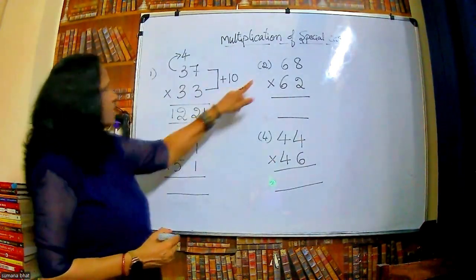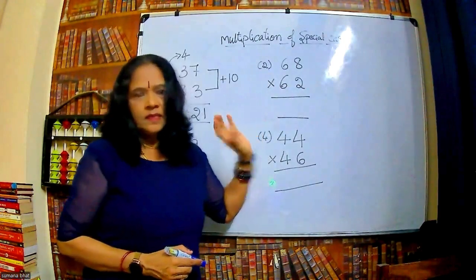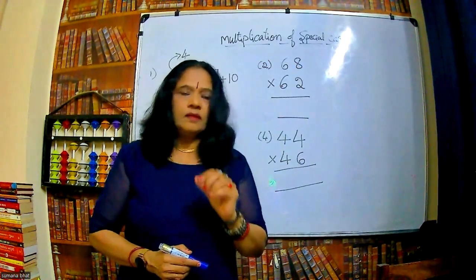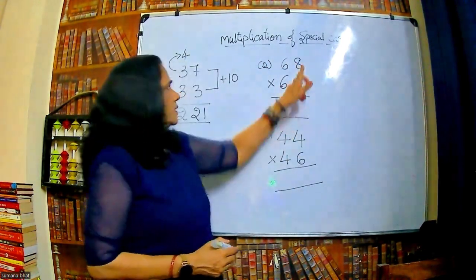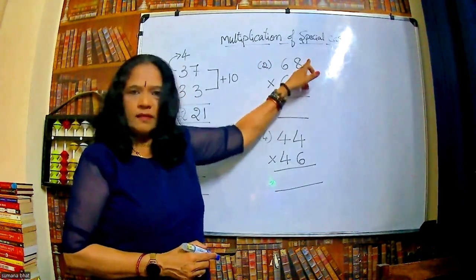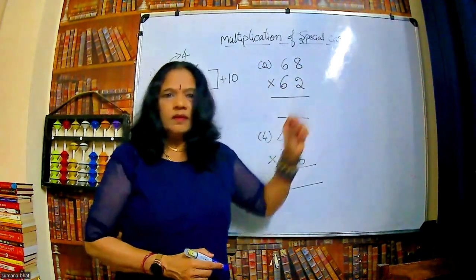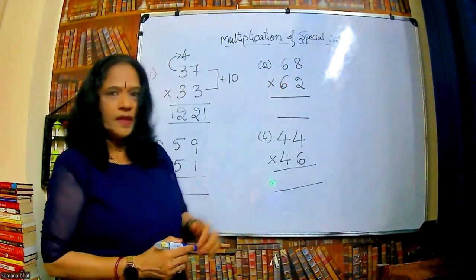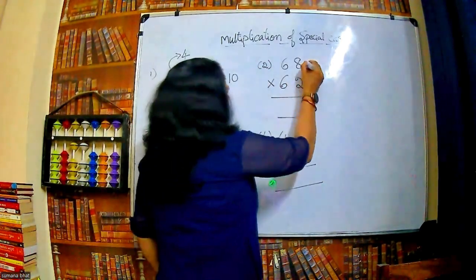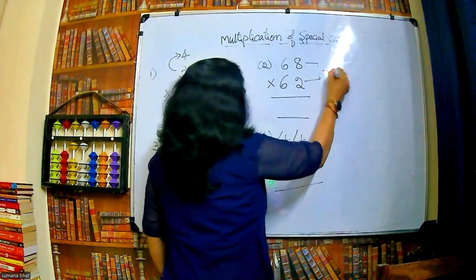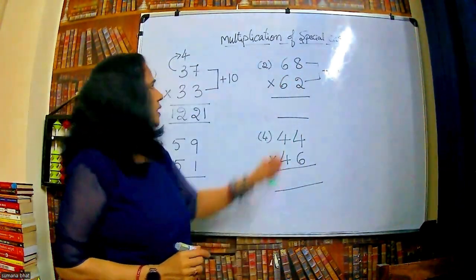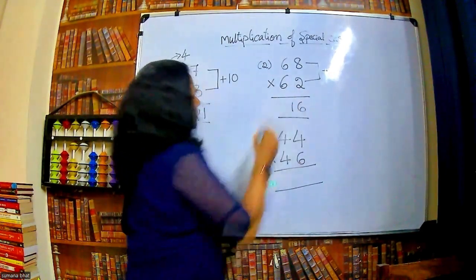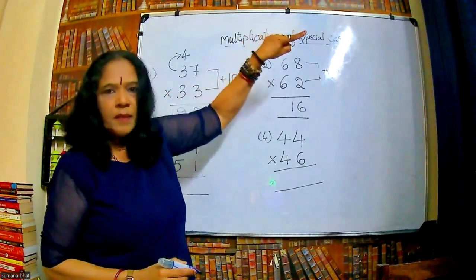Okay. See the second one. 68 multiplied by 62. First we have to check whether the conditions for the sutra are applicable or not. See, 8 and 2, 8 plus 2 is 10. So the sum of the units place is 10. Other numbers are same. So that we can use the sutra, right? 8 into 2 is 16.